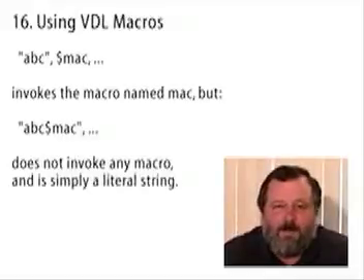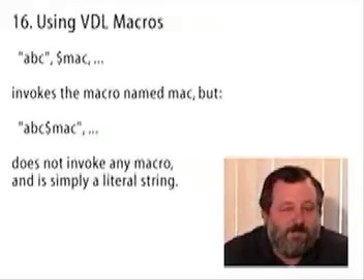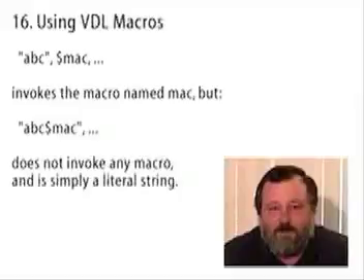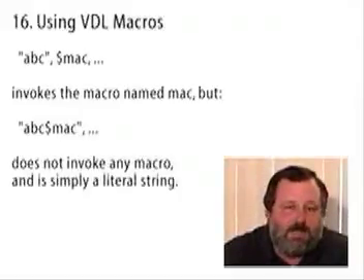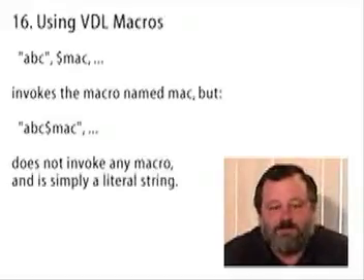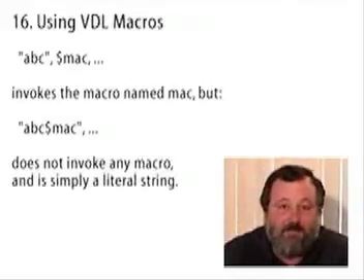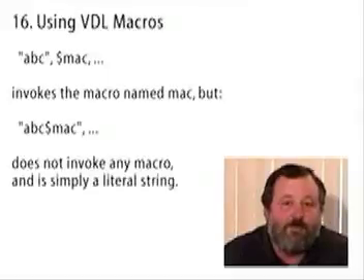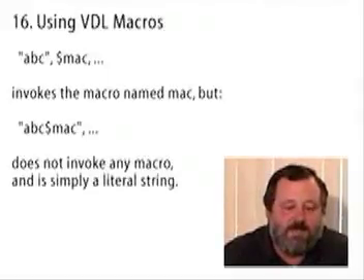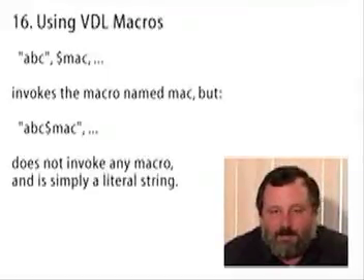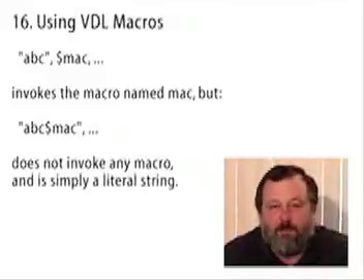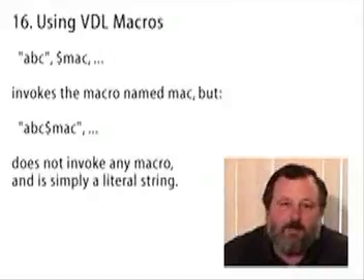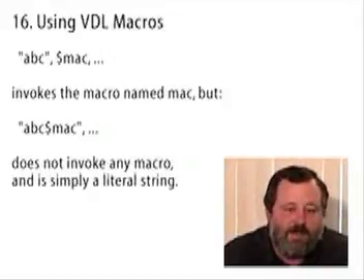After defining VDL macros, in order to use them, you just simply specify the name after a $. Macros are lexical tokens, which means they cannot be confused with other tokens such as strings, which means that inside of a string, inside of double quotes, macro replacement is not performed. So for example, $Mac, if Mac is the name of a macro, will be replaced with its value unless it occurs inside of double quotes, inside of a literal string.